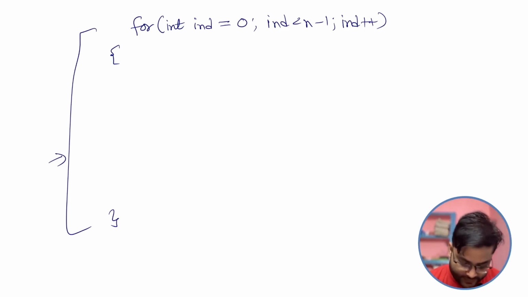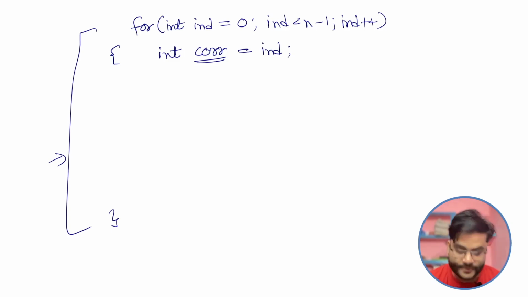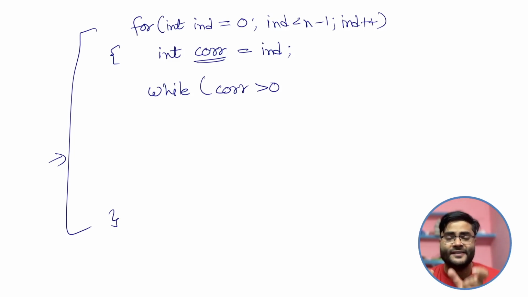Inside it, I will take a variable, correct position, and assign our index to it, assuming the element at our current index is at the correct position. Then I will take a loop that runs while correct position is greater than 0, because we are comparing our current element with the previous element. So it should be greater than 0, because it should be at the second place.